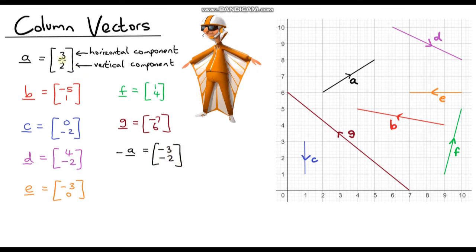Notice we've just taken the negative of both of our numbers. So if I had -b, well, we don't even need to look at the grid. We just look at our column vector for b, which is -5, 1, and we can just take the negative of both numbers. So the negative of -5, well, that will just be +5, and then take the negative of 1, which is -1, and that would be our answer. And we can check that by looking at the arrow. So -b, we're going to be going in this direction. We're going to do the opposite of what we did before. So we're going 1, 2, 3, 4, 5 to the right, which is +5, and then 1 down, which is -1.